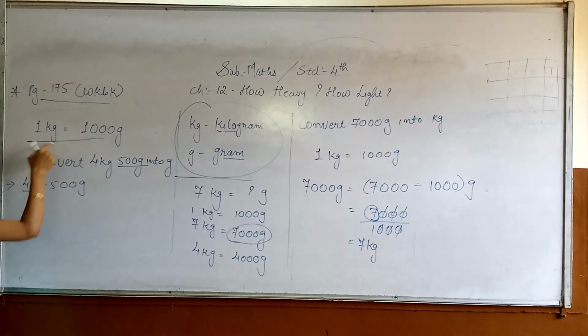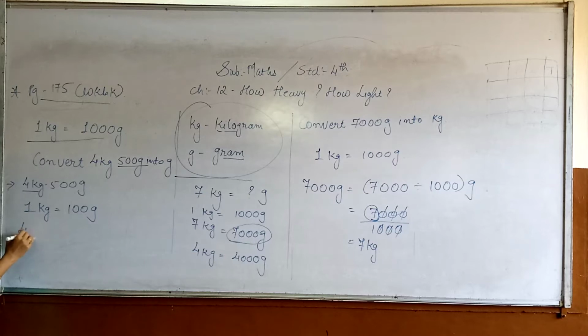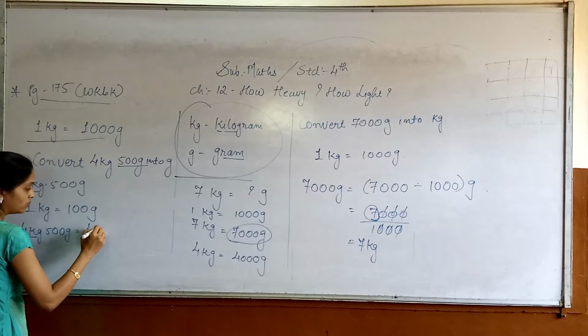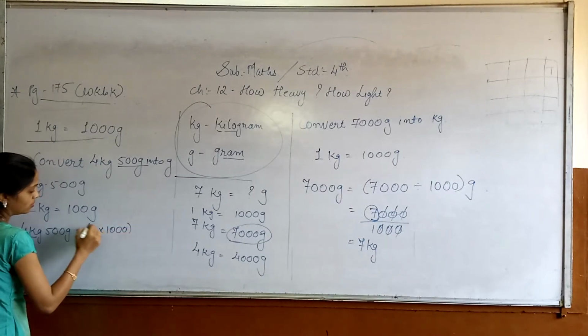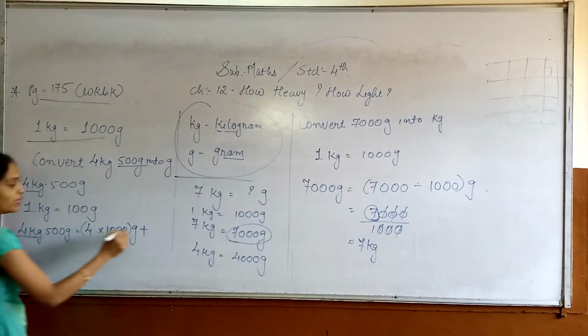First of all we'll write 1 kg equal to 1000 gram. So 4 kg 500 grams equal to, इसको हम पहले कन्वर्ट करेंगे 4 kg को ग्राम में. 4 into 1000 grams plus, क्या करेंगे, plus 500 grams.